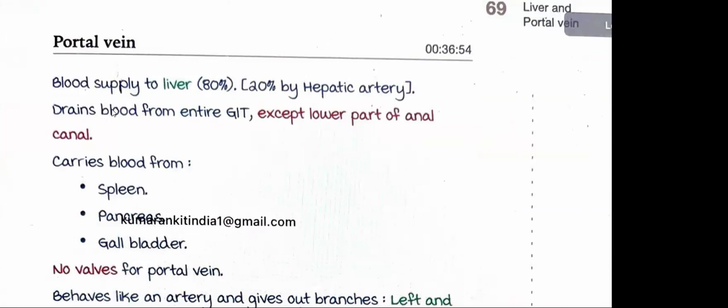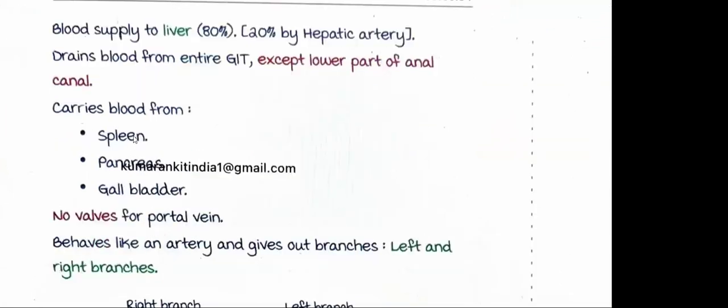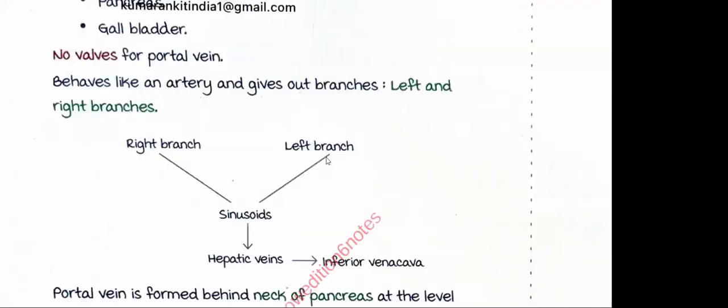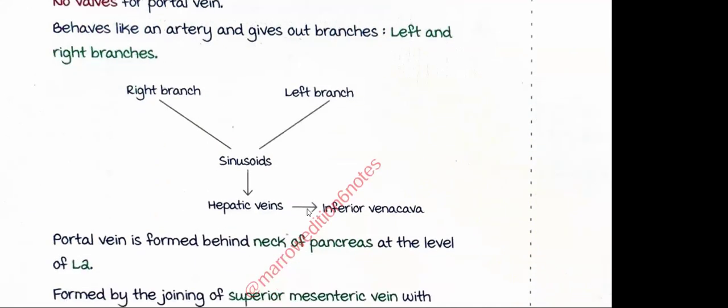So the portal vein: blood supply to liver 80%, 20% by hepatic artery. Drains from entire gastrointestinal tract except lower part of anal canal. Carries blood from spleen, pancreas, gallbladder. No valves in the portal vein. Behaves like an artery and gives out branches, right and left branches. The sinusoids open into the hepatic vein, then to the inferior vena cava.